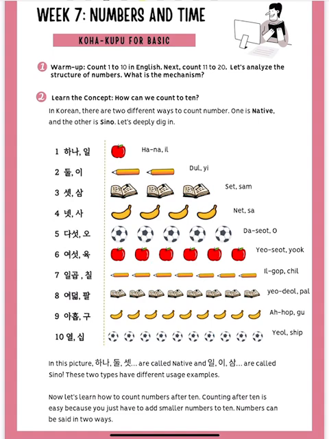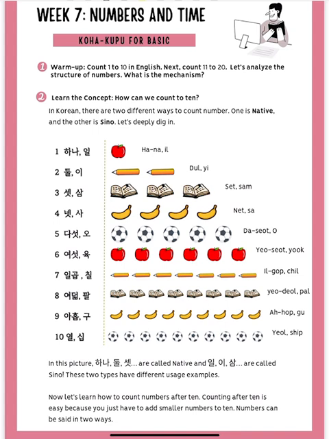Let's count 1 to 10 in English. Then count 11 to 20. And then let's analyze the structure of numbers. What is the mechanism? So, 1, 2, 3, and so on and so forth. Have you finished? Now let's learn the concept.